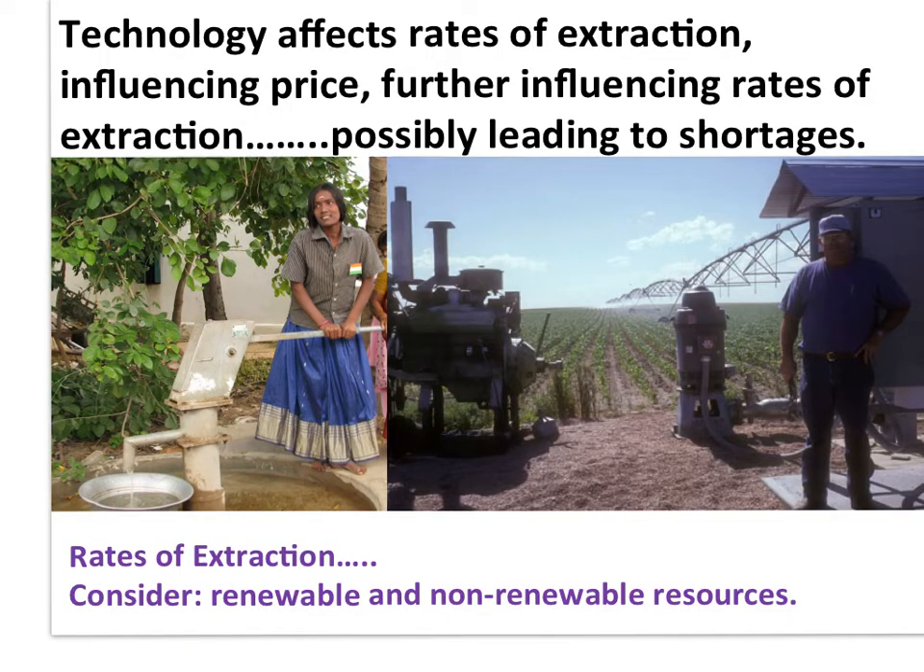Technology affects rates of extraction, thus influencing price, further influencing rates of extraction, possibly leading to shortages. New combustion engine pumps, as we can see on the right, extract groundwater for irrigation. The rate of extraction is thousands of times greater than older forms of technology, as we can see on the left. While groundwater is a renewable natural resource in the IB syllabus, its rate of replacement is slow, so careful management is required. When extraction rates exceed replacement rates, the resource is being used in an unsustainable manner.